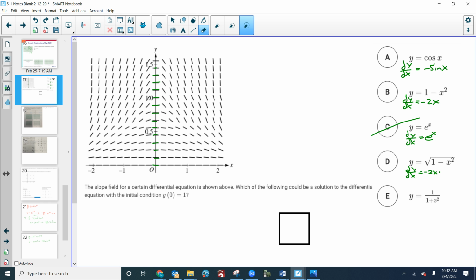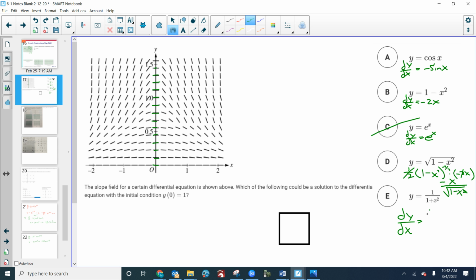Hold on a second. 1/2, leave the inside alone, to the negative 1/2 times negative 2x. So that 2 and the 1/2 cancel. I get negative x over the square root of 1 minus x squared. When x is 0, the slope is 0. That one's okay so far.